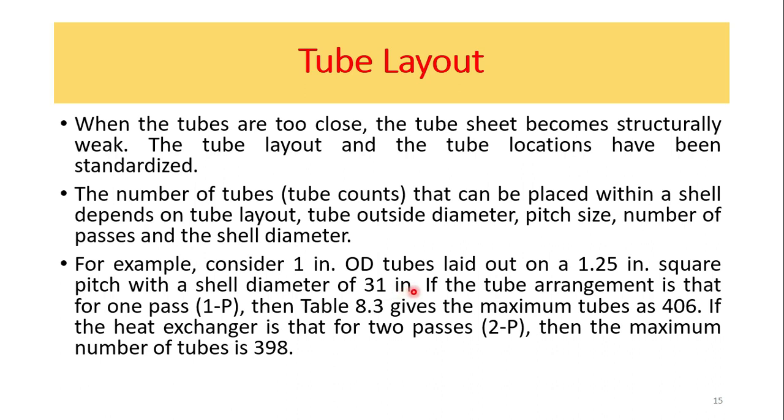So the next is, if the tube arrangement is in one pass, right, which is represented by 1P, we can have the maximum number of tubes, which is 406. And if we change the configuration from 1 pass to 2 pass, the number of tubes will be slightly reduced, so it would be approximately 398. So see how the design would change if you change the configuration of the shell and tube heat exchanger.